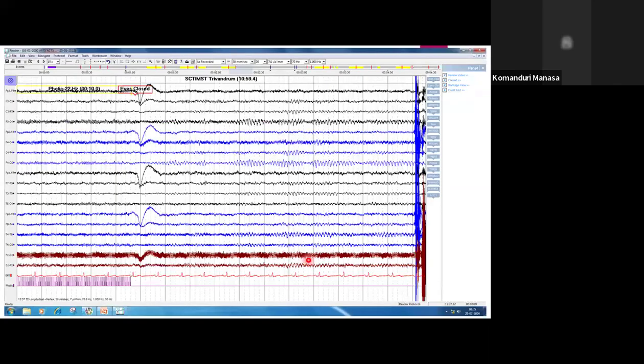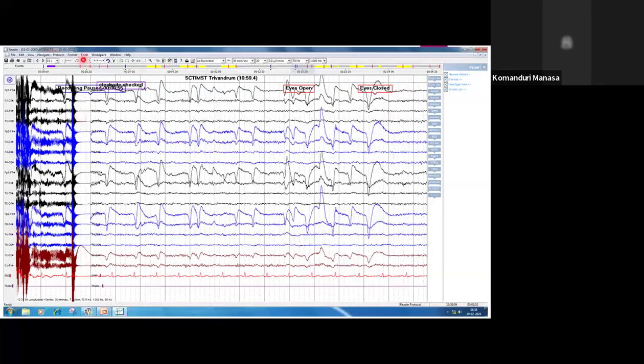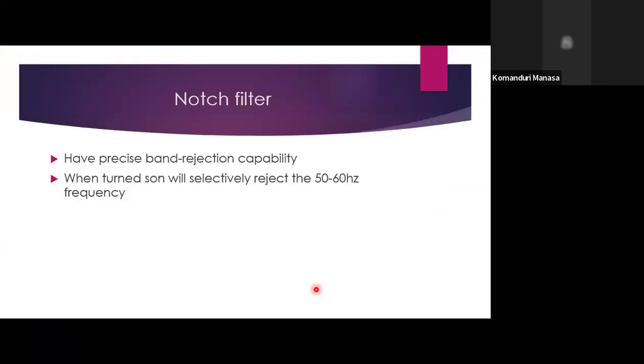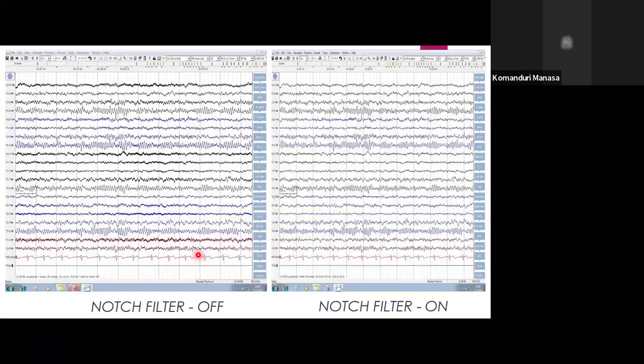So this is a 50 hertz artifact because of the power supply. When the ground electrode is checked, this disappears. And when you turn on the notch filter, it filters out most of the 50-60 hertz artifact. So it has a precise band rejection capability. When turned on, it will selectively reject the 50-60 hertz frequency. When you turn off the notch filter, we can see the 50 hertz artifact in the channels. But when you turn it on, there is a reduction in that.